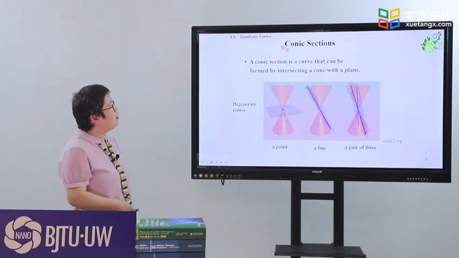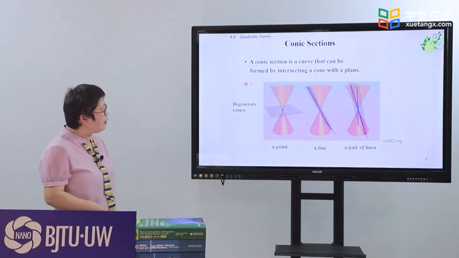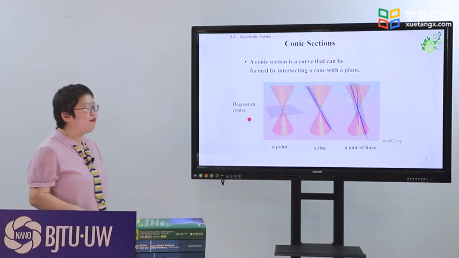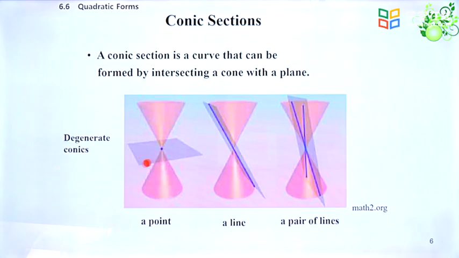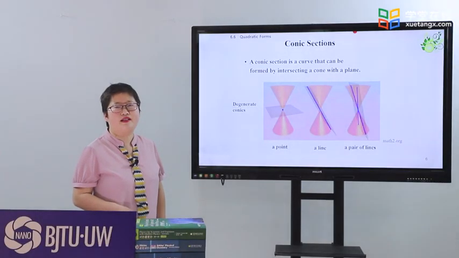A conic section is a curve that can be formed by intersecting a cone with a plane. Here we consider degenerate conics. If you use a special position, this plane intersects with this cone in only a point. So this is a degenerate conic. And if you use such a plane to intersect with this cone, you can get a line, also a degenerate conic. And here, you can get two lines, a pair of lines. This is also a degenerate conic.